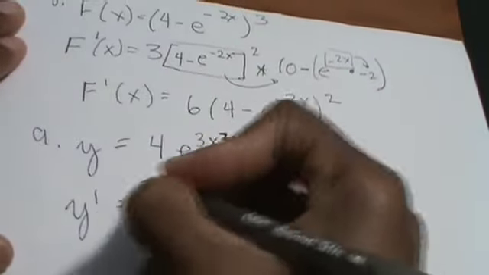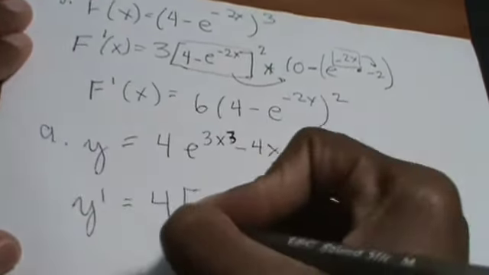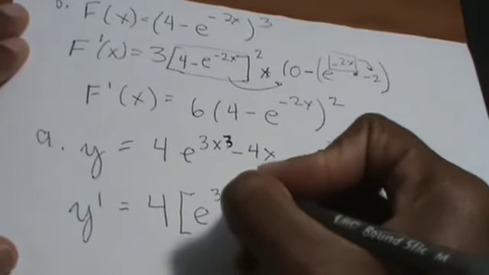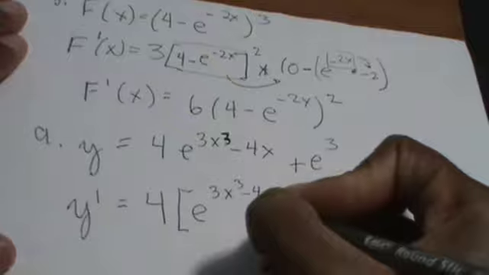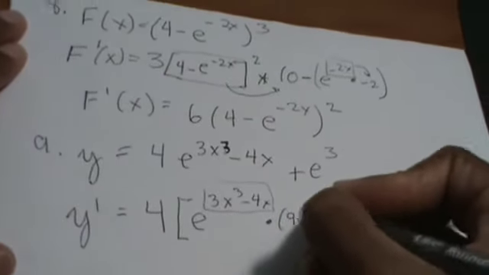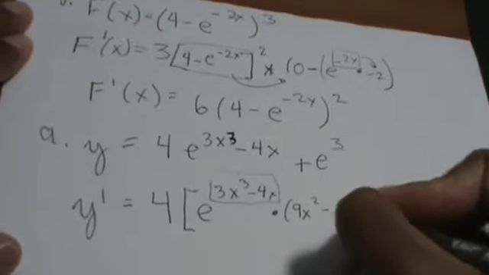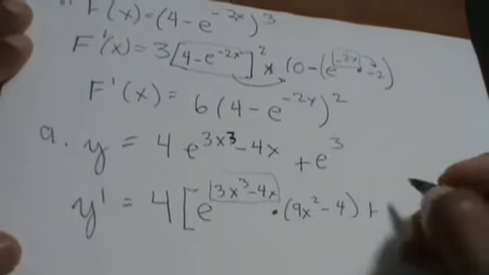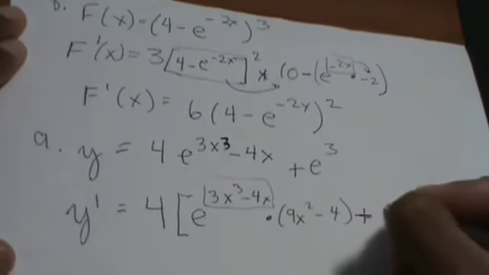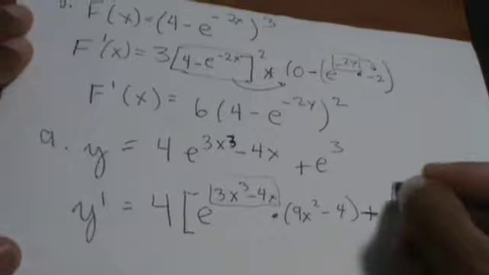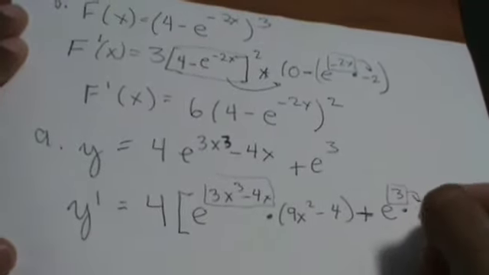Y prime equals, pull the 4 out, and we're gonna copy e to the 3x cubed minus 4x times the derivative of this power, which is 9x squared minus 4. Plus, notice there was a wall right here, so I have to do this one separately. Plus, now I'm gonna copy e cubed down times the derivative of 3, which is 0.